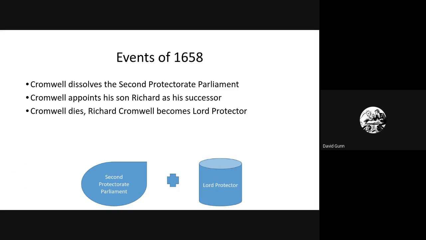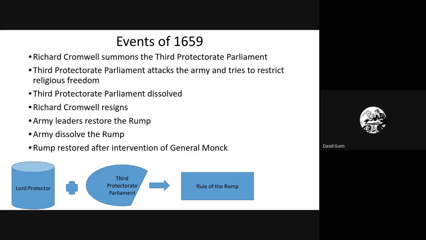In 1658, Cromwell dissolves the second protectorate parliament, and he appoints Richard, his son, as his successor. He dies, and Richard Cromwell becomes Lord Protector. On to 1659 is the third protectorate parliament, which challenged the army. That doesn't succeed. It leads to the dissolving of the Third Protectorate Parliament. It leads to Richard Cromwell resigning because he doesn't have support from the army. The army dissolved the rump, and then it's later restored.